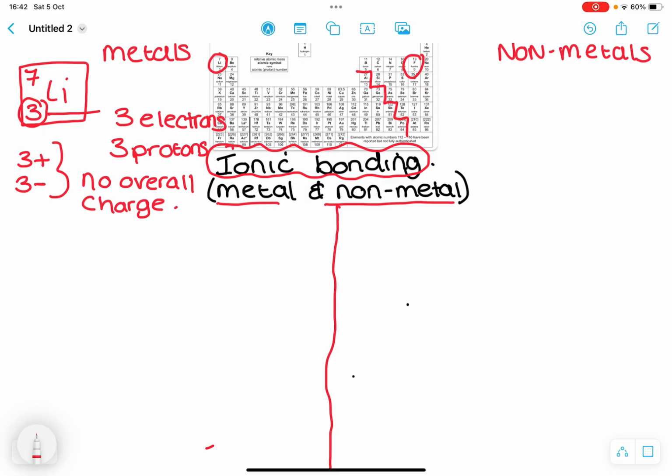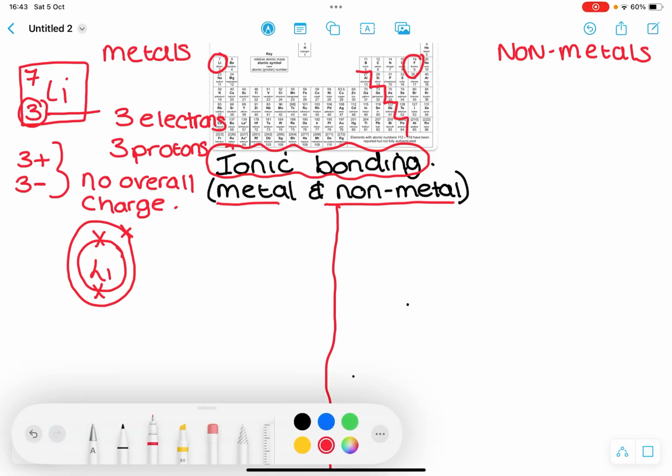I'm just going to draw what lithium looks like as an atom. So we've got lithium as an atom. We've got 3 electrons. So we've got 2 electrons on the first shell and we've got 1 electron on the outer shell. Now remember, everything wants to react. Any element reacts to achieve a full outer shell. And metals do that by losing their outer shell electron.